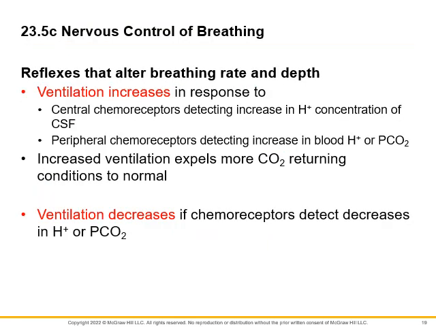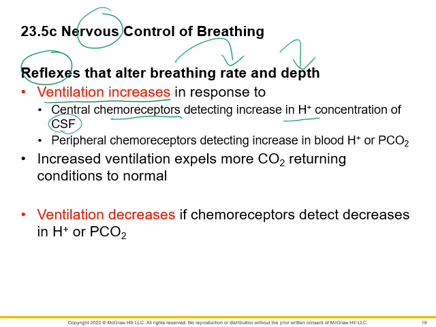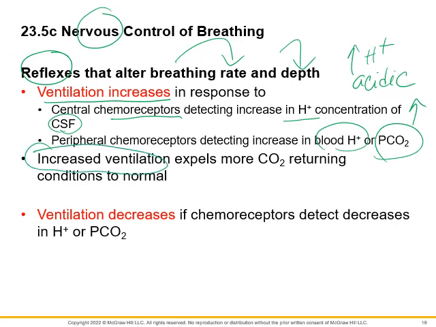So we do have reflexes, part of the nervous system, that can control our rate and depth of breathing. So we're talking about pons and medulla, right? Ventilation is going to increase if your chemoreceptors detect an increase in hydrogen ion concentrations in the cerebrospinal fluid, or if you have high blood carbon dioxide or hydrogen ion concentrations. So remember, if you have high levels of hydrogen ion, that means your blood is acidic, right? If you have too much carbon dioxide, your blood is acidic. What are we going to do? We're going to increase ventilation, hoping to expel more of that CO2.